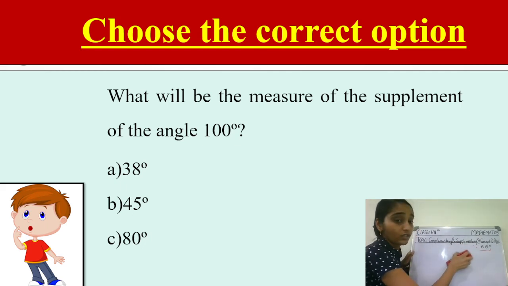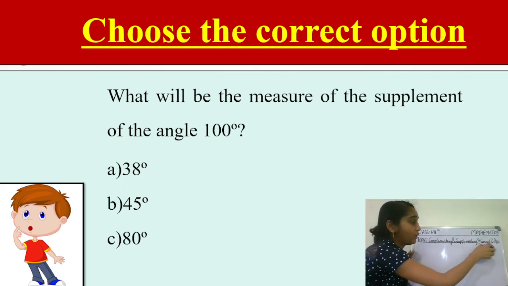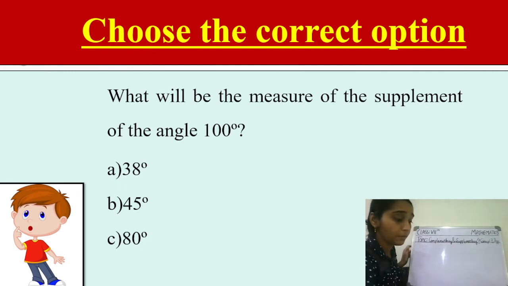You have to choose the correct option. It will be 38, it will be 45. Just keep in mind that their sum should be 180 degrees. Then only we can say that the supplement of that angle is equal to the angle ABC.